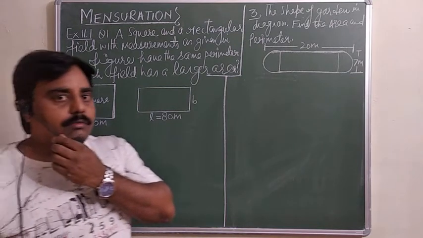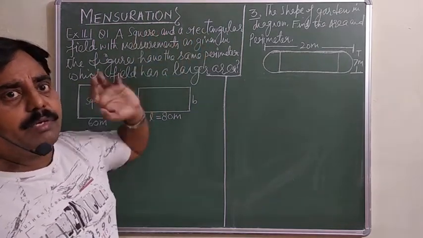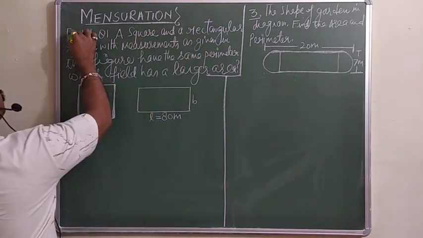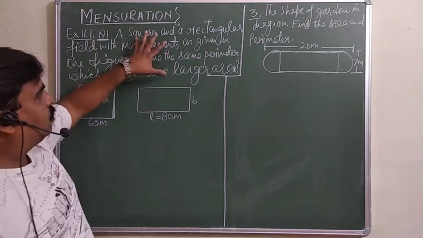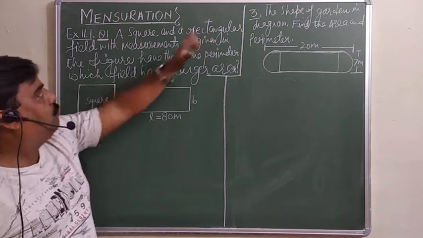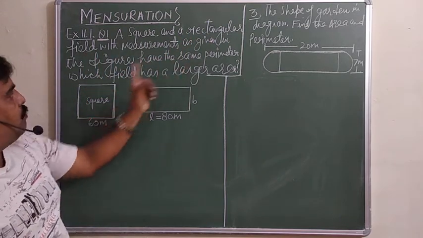Yes, now I'm taking questions based on the area and the perimeter. This is exercise 11.1 NCERT. Question number 1 is there. What is question number 1? There is a square and a rectangular field with measurements as given in this figure, and they have the same perimeter.